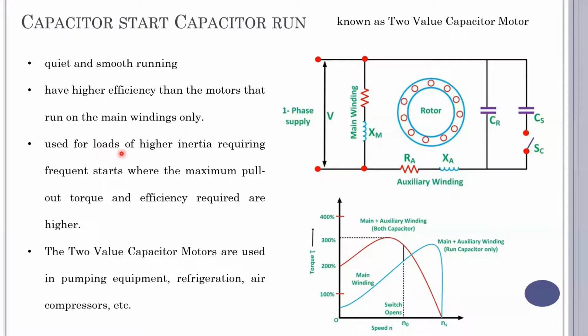And it is possible for us to have a higher pulling torque or pull out torque, and hence you could move high inertia loads as well. And these two capacitor motors are used in pumping equipment, refrigerators, air compressors, etc. And this shows the characteristics. So we have the main and auxiliary winding along with both the capacitors connected, and as soon as the centrifugal switch opens, we have the main, auxiliary and the run capacitor connected. So this ensures that there is a smooth operation.